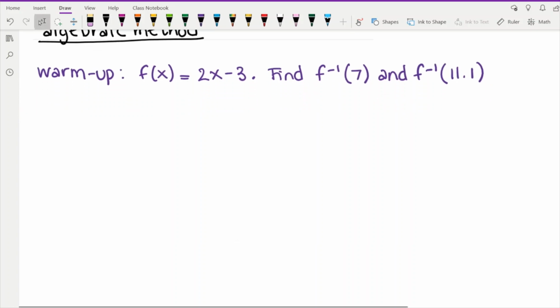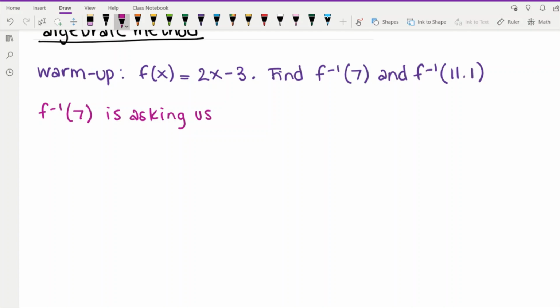Okay, so maybe pause the video and think about how you would answer these two questions. Think about what f inverse of 7 and f inverse of 11.1, what do those mean? And how would you go about actually figuring out what they are? Okay, so what do these things mean? Well, f inverse of 7, if we go back to the previous video, forgetting about formulas and just thinking about the definition of the inverse, f inverse of 7 is basically asking us to find some number a.